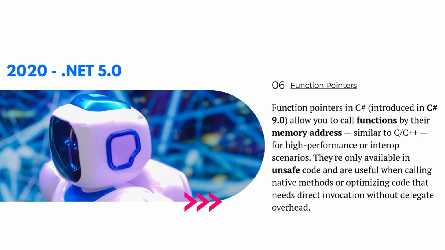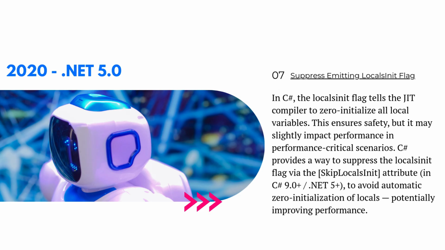Function pointers in C#, introduced in C# 9.0, allow you to call functions by their memory address, similar to C and C++, for high-performance or interop scenarios. They're only available in unsafe code and are useful when calling native methods or optimizing code that needs direct invocation without delegate overhead. In C#, the SkipLocalsInit flag tells the JIT compiler to zero initialize all local variables.